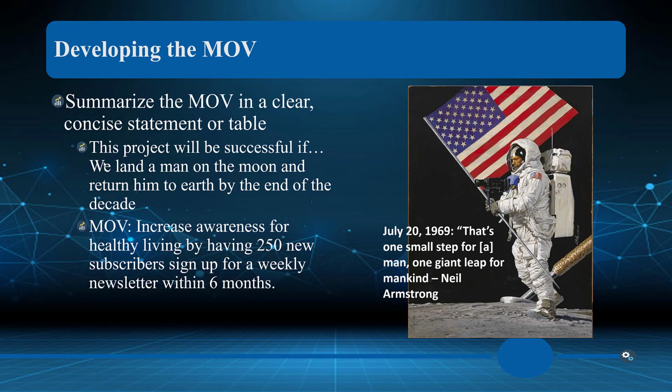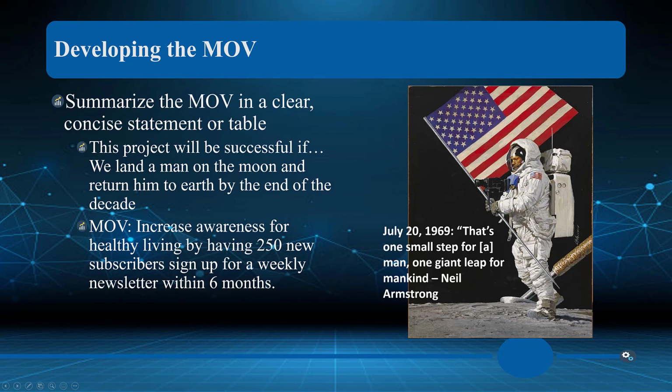So, the project will be successful if, in the example that we're using here, we land a man on the moon and return him to Earth within the decade. Another example, increase awareness of healthy living by having 250 new subscribers within the next 6 months. That's what we're going for. But again, understand, we don't need to go into the detail necessarily of how we're going to measure it.